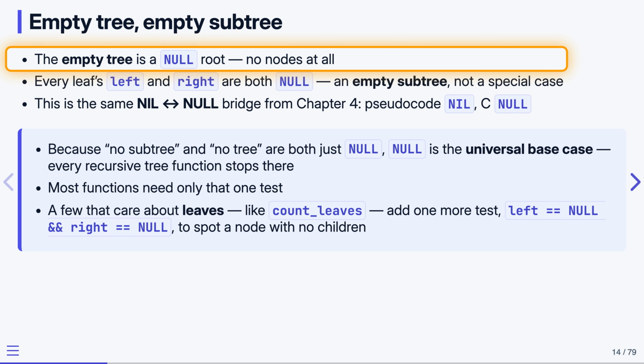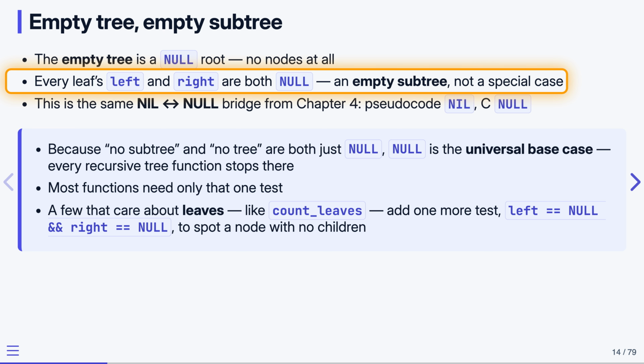The empty tree is simply a root that is null. It has no nodes at all. Every leaf has a left pointer and a right pointer that are both null. That is an empty subtree. It is not a special case. It is just an empty tree hanging off a node.